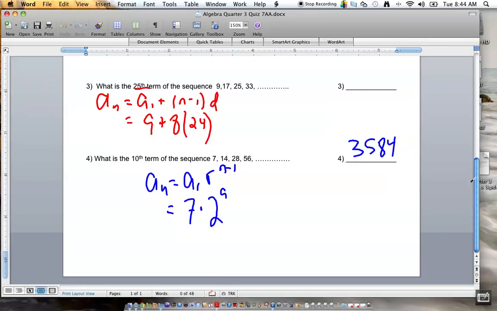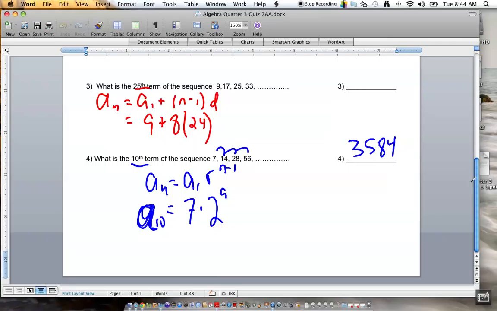One more time, ready? A sub n always means the term we're looking for. In this particular problem, we're looking for the 10th term. So a, that looks like a 9. A sub 10 is, you ready? It's always a sub 1. That's always what you start with. So that's a 7. And then the common ratio, r, the ratio, 2 to the n minus 1 power. Well, the n is 10, so 10 minus 1 is 9. Okay. And then you just compute, okay?